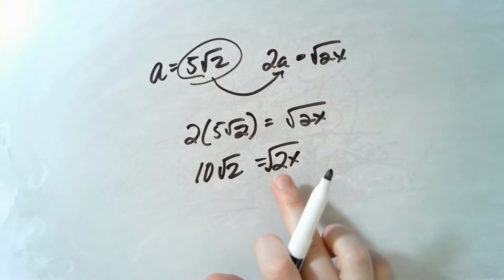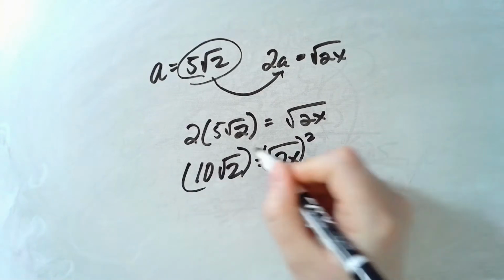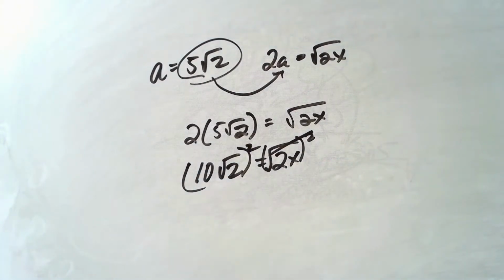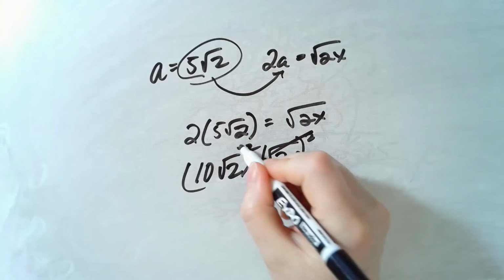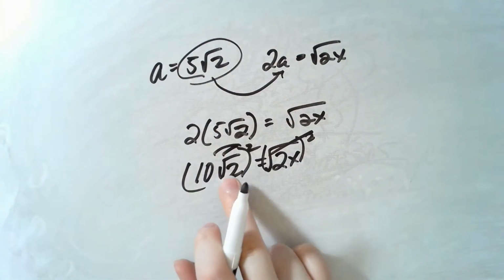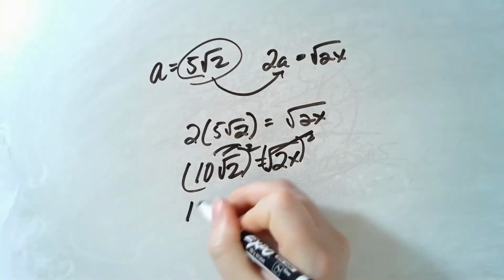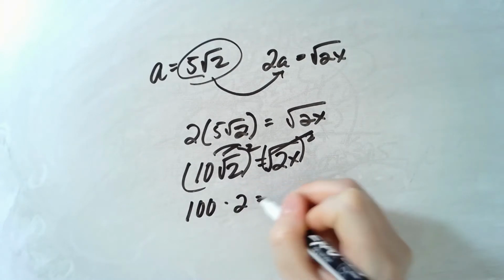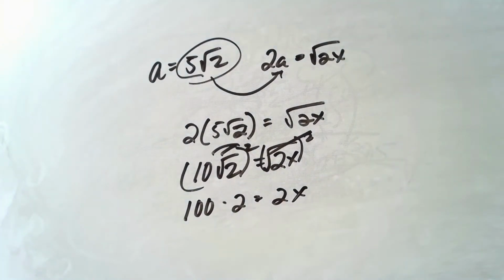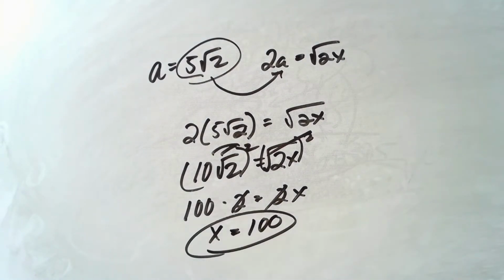Now I have to get rid of the square root, so I am going to square both sides. That gets rid of that root right there. Don't forget to distribute the square. Don't just square the rad 2 and forget to square the 10. That's the trap. So this is going to be 100 times 2 equals 2 times x. I get rid of both of those 2's, and x is just equal to 100.